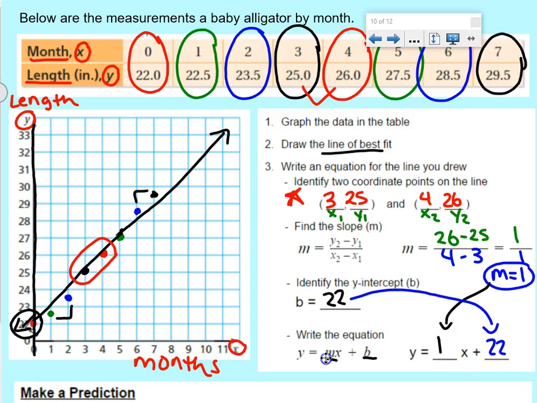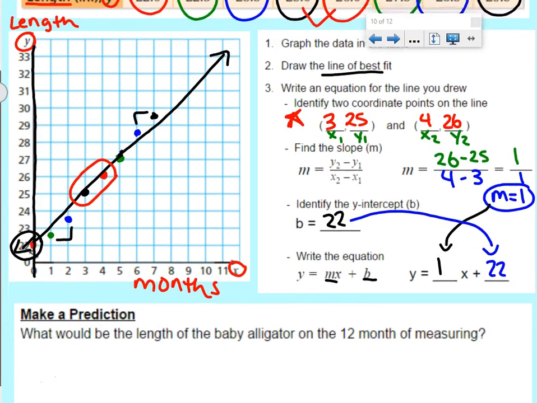Now, what that means is 22 is where we started. That's how much the baby alligator started at in length. And the 1 means that each month he's growing about 1 inch. So we're going to use this equation to make a prediction.